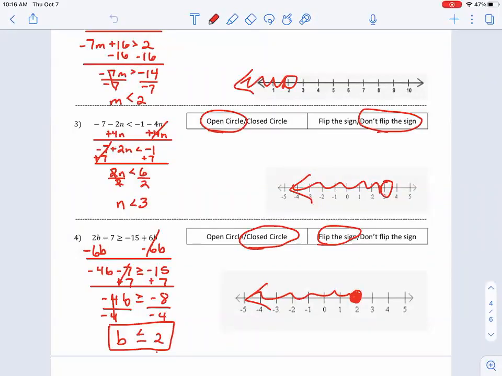Yeah, this is the inequality note sheet, guys. So this is where we left off in our last class. And so we were doing inequalities with variables on both sides.